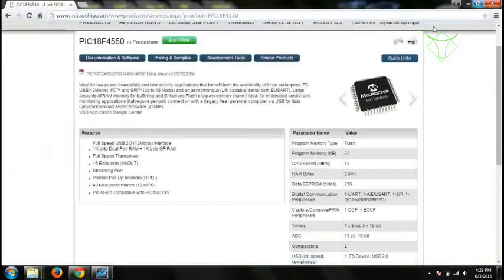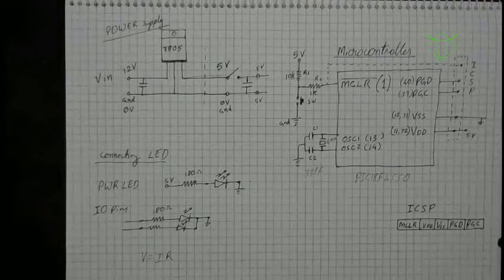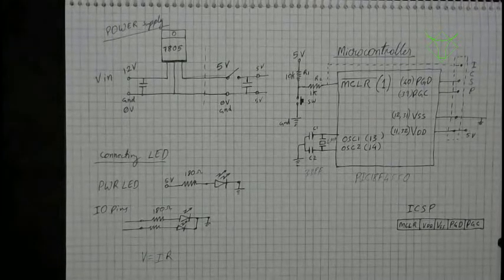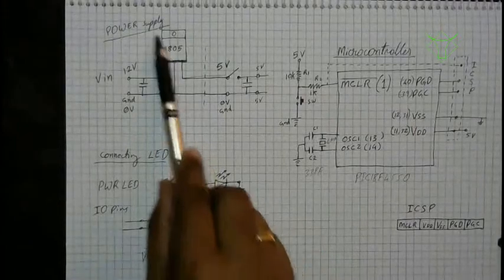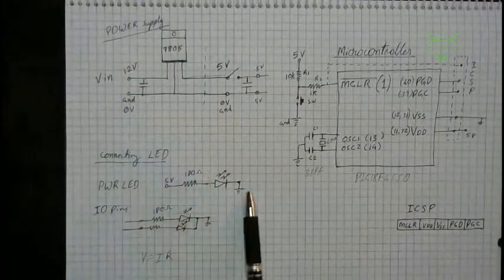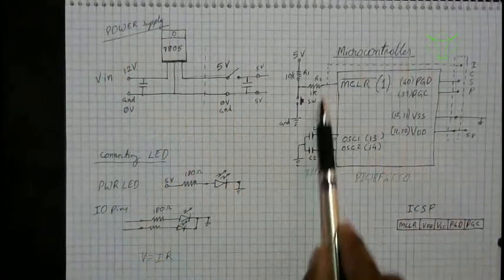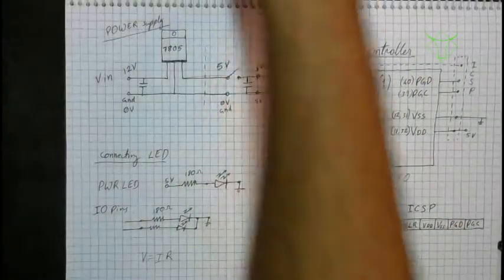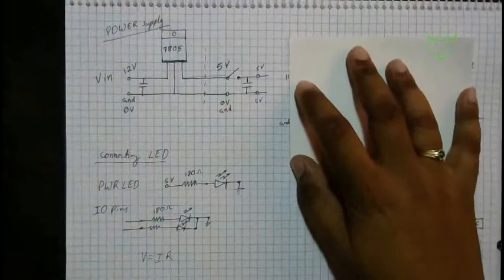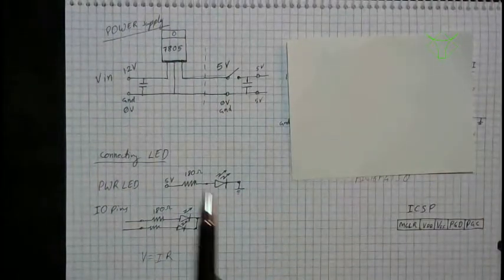Let's switch to my notes. Here is the circuit diagram of the PIC development board. So this is the power supply circuit and how to connect the LEDs, and this is the microcontroller and ICSP. Let me close this, don't concentrate on that.